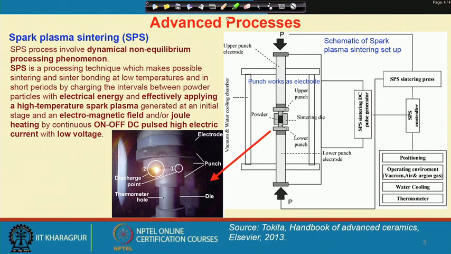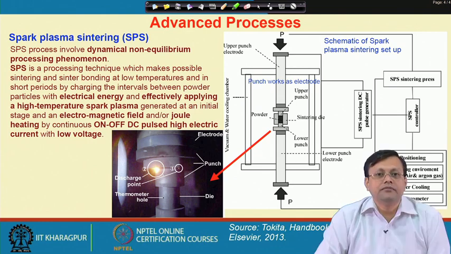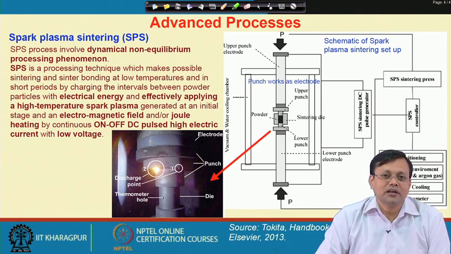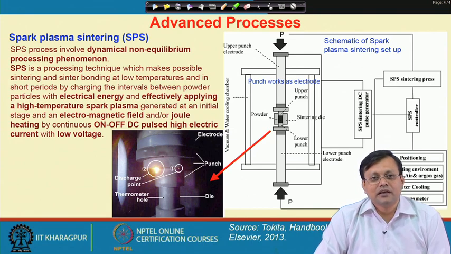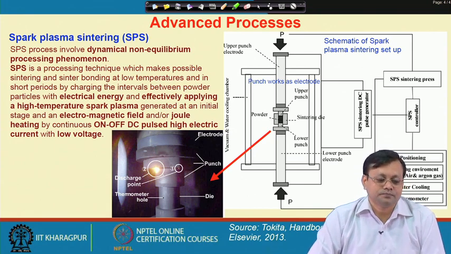Now, for spark plasma sintering, the SPS process involves a dynamical non-equilibrium processing phenomenon. It makes sintering or sinter bonding possible at relatively lower temperature and in a very short period. The shorter period basically helps us avoid grain growth.